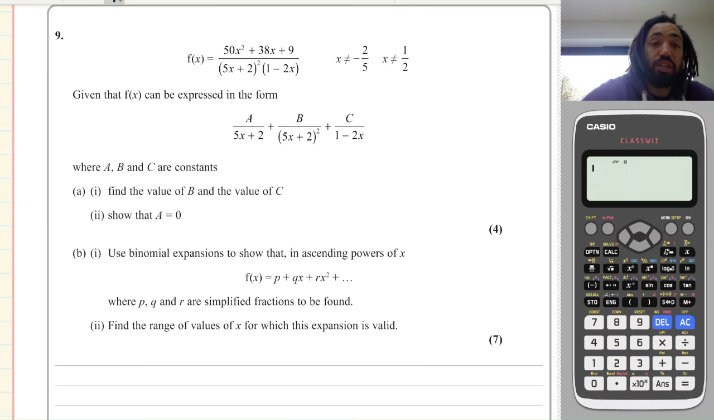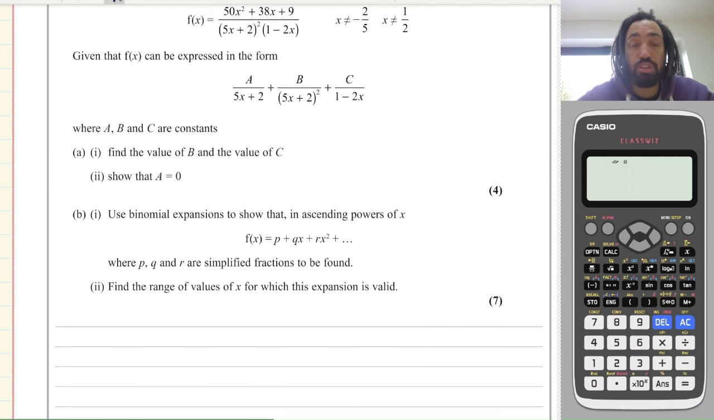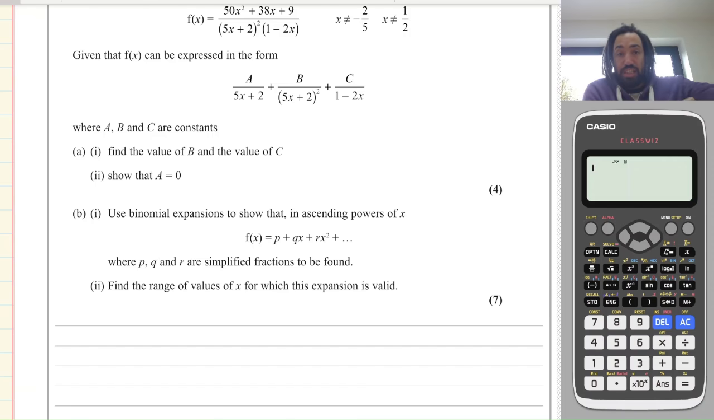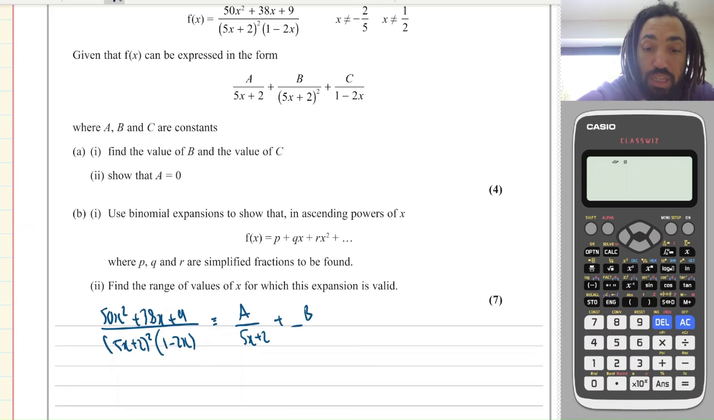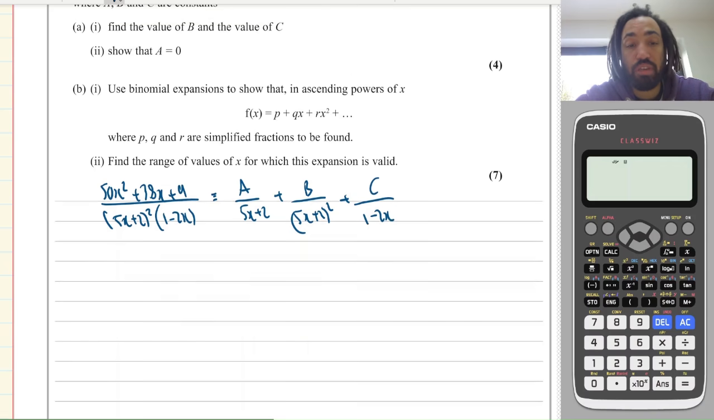Okay, question 9, you need to use a partial fraction. So what I'm going to do is set this 50x squared plus 38x plus 9 all over 5x plus 2 all squared, and then 1 minus 2x, and I'm going to set that equivalent to a over 5x plus 2, plus b over 5x plus 2 all squared, and plus c over 1 minus 2x, sorry.